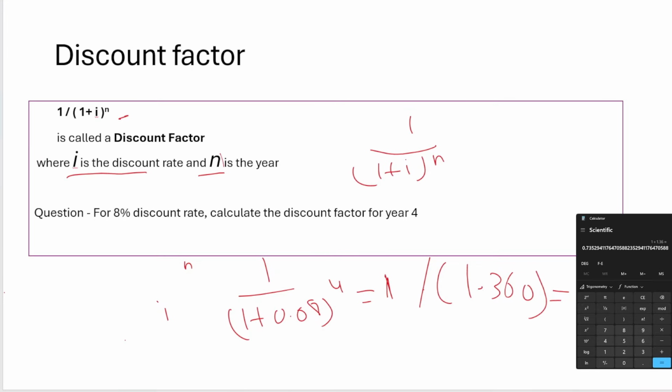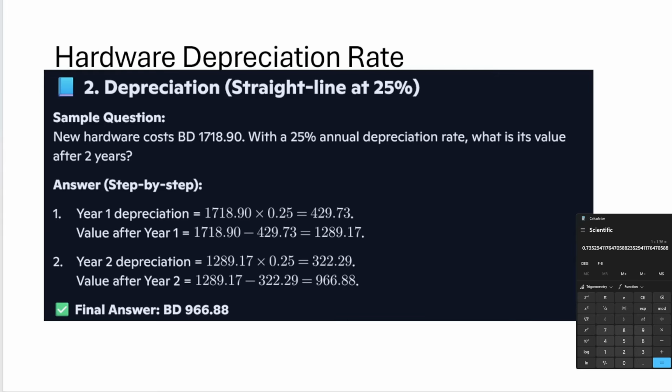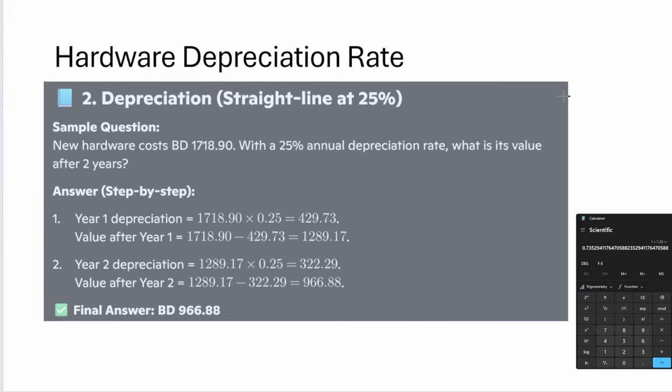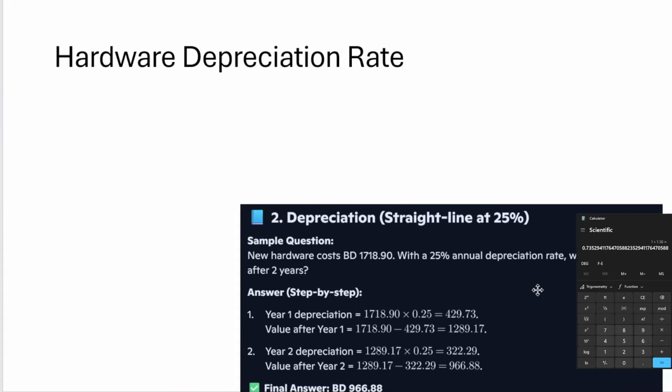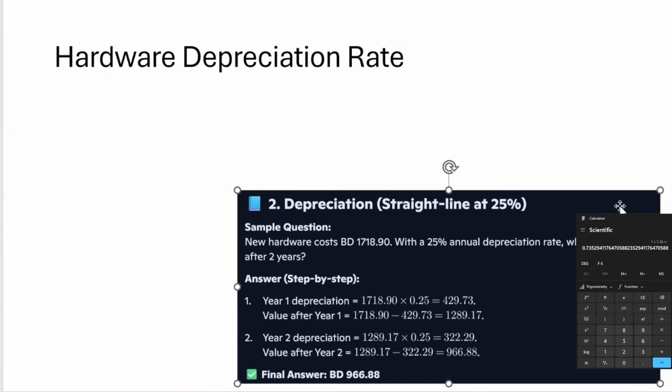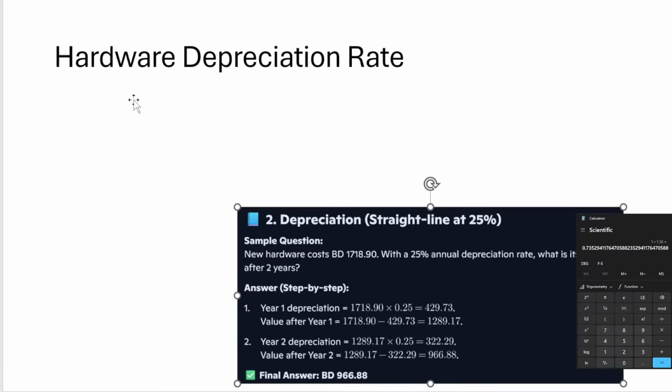Now we look at the hardware depreciation rate. I have already done some calculations, so I'm just going to follow through it, since it might look a bit confusing to some. Let's assume the scenario: I've been given a hardware, let's say a CPU, which cost us this amount when you bought it, 1718.90. And we've been told the depreciation rate is 25% for each year.